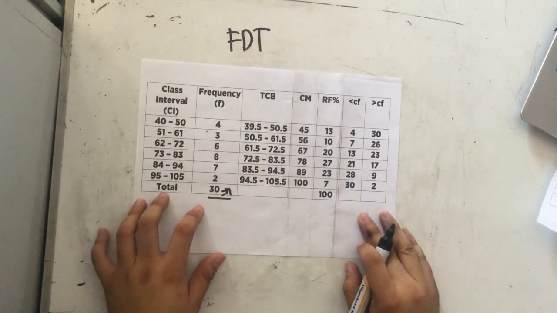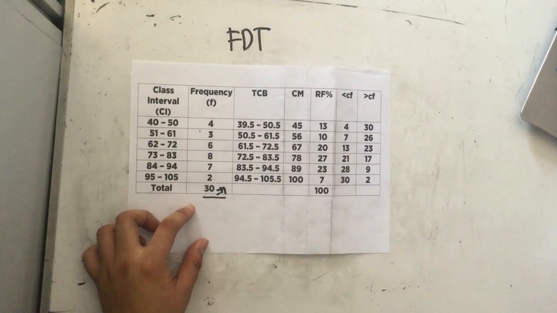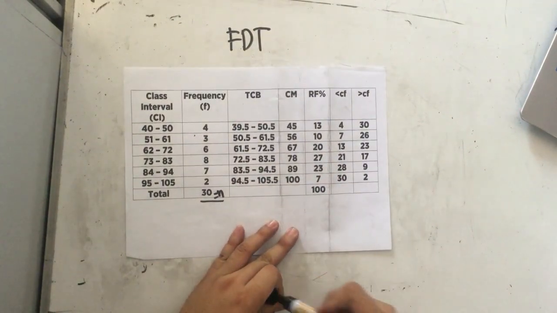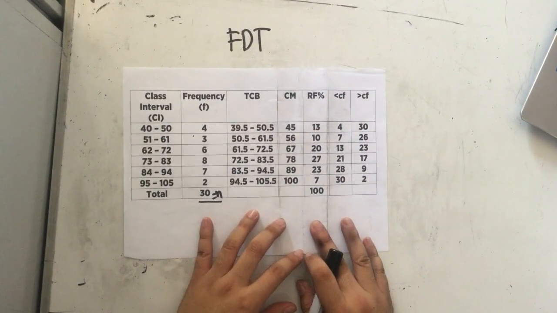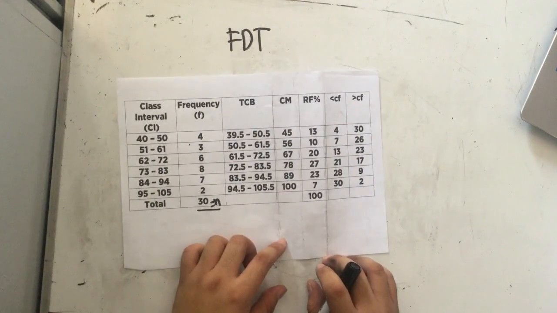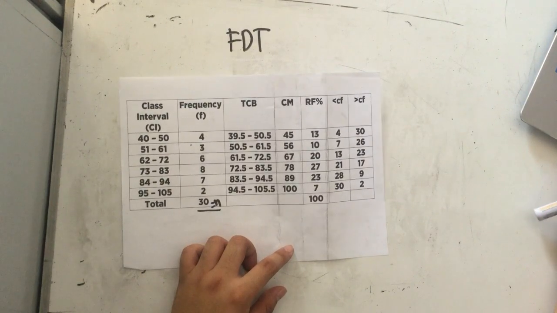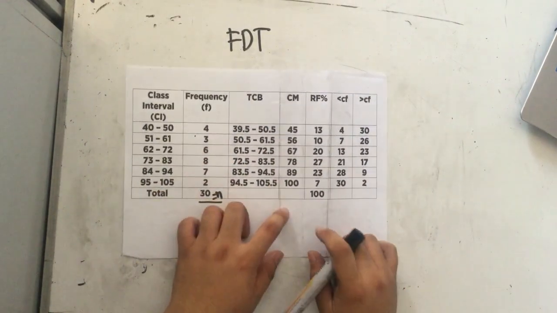So ganun lang kadali yung pagkuha ng frequency distribution table from our given example using the steps in constructing this frequency distribution table. This frequency distribution table, ito yung gagamitin natin for our next topic para makuha yung ating measures of central tendency, measures of variability, measures of dispersion. Para makuha natin yun, we use this frequency distribution table. So, that will be the end of our discussion.